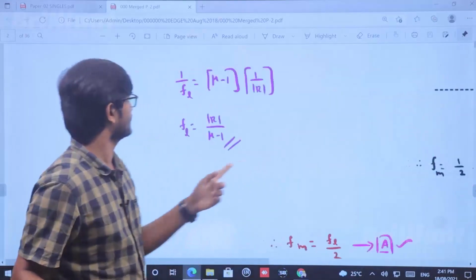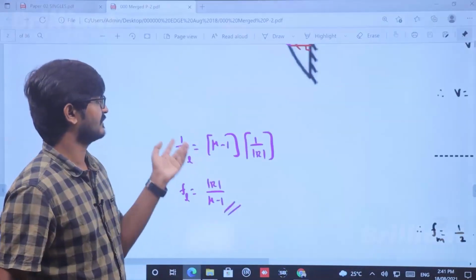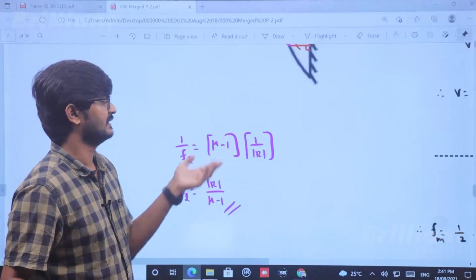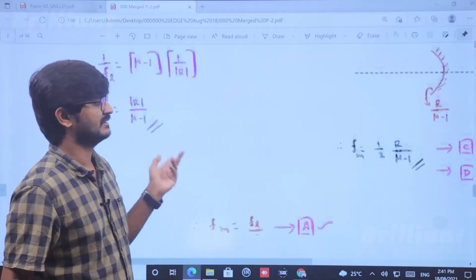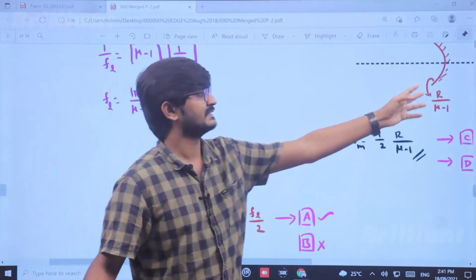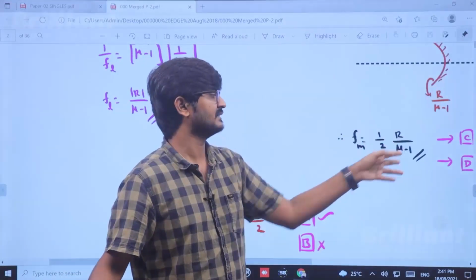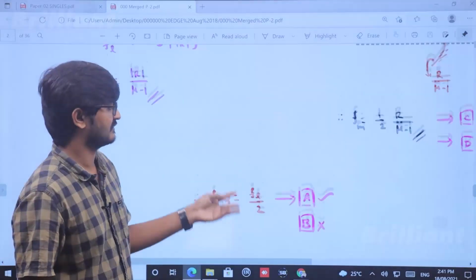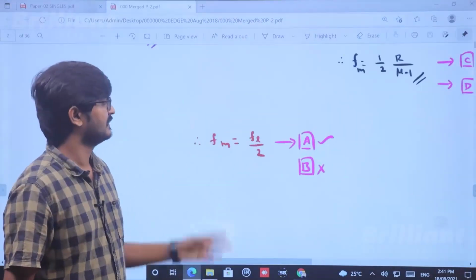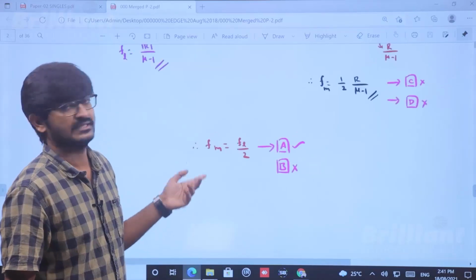Now apart from that, they give other information. For the focal length of the lens, 1/f of lens is (mu minus 1) into 1/R. So focal length of lens is R/(mu minus 1). By using these two, this is the radius of curvature, so focal length will be half of this. Now you can use focal length of lens is R/(mu minus 1), right? So focal length of mirror is half of the focal length of the lens.